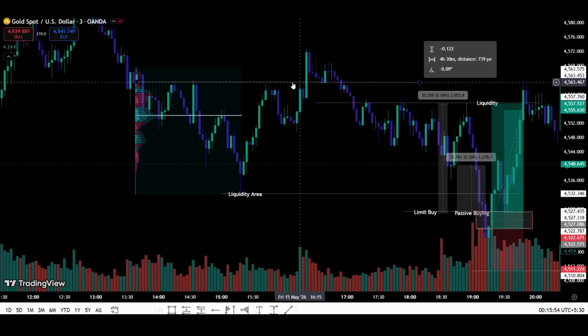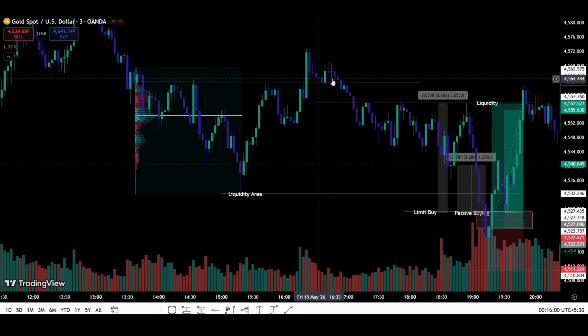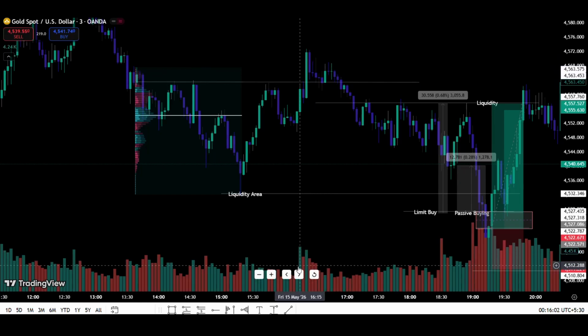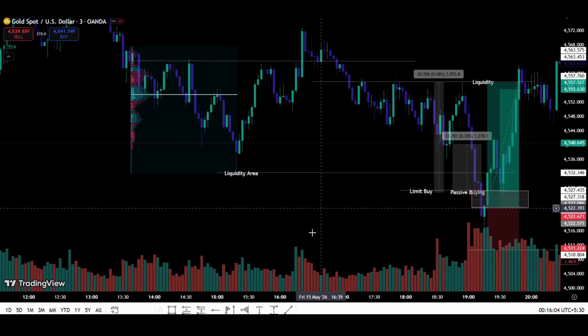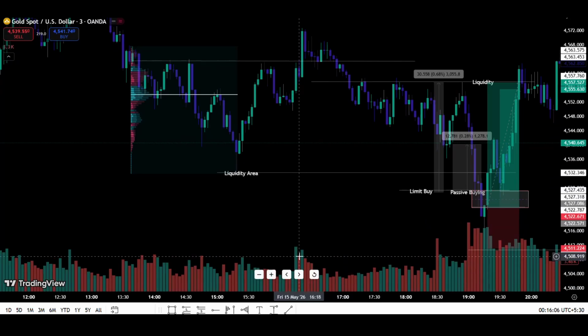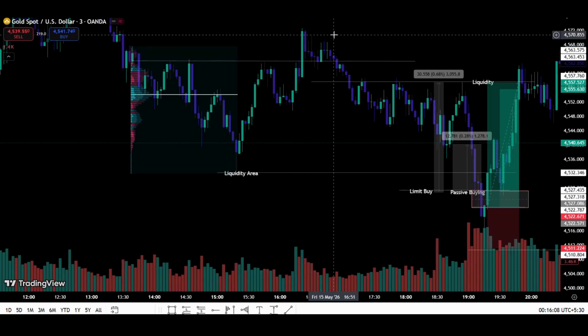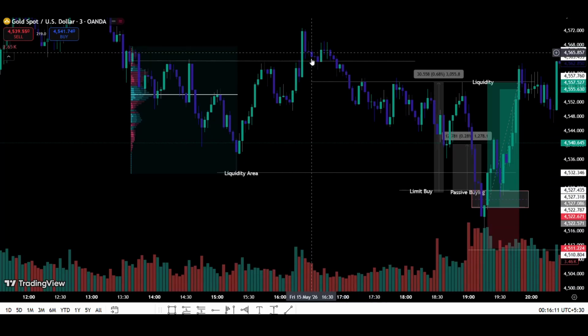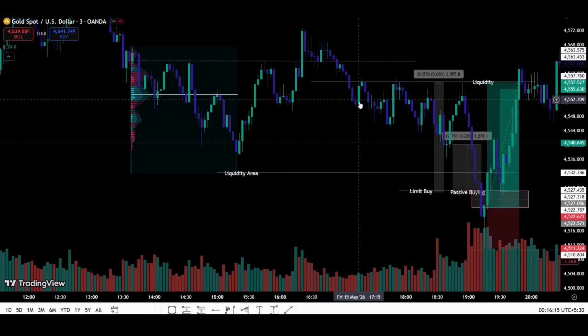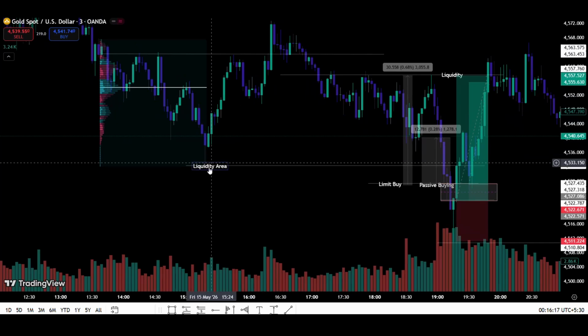Then buyers are not able to sustain the market and the market fell down. Here, wherever the resistance was, that acted as support, but it failed to hold and just pushed back based on the volume. We can see the volume is falling and the market is not going, so the sellers are absorbing the market and then again the market fell down. So this is the liquidity area.